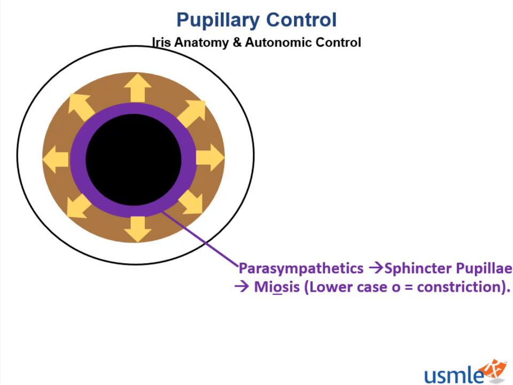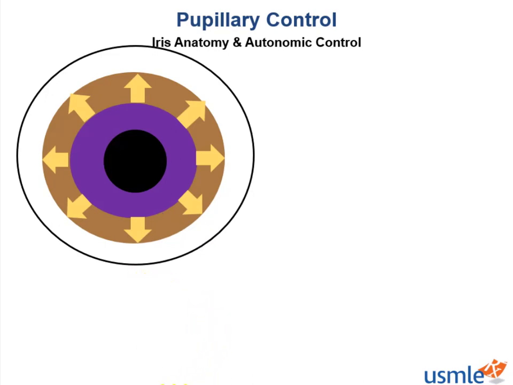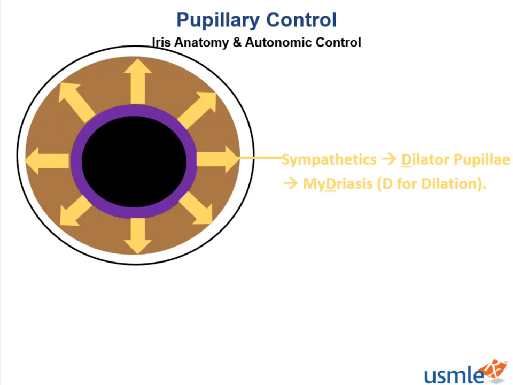So, to activate the parasympathetic nervous system, light is shown into the eye, causing the sphincter pupillae to contract and cause constriction of the pupil. That is, miosis. However, if that light source is removed, this triggers the sympathetic nervous system and causes activation of the dilator pupillae to increase the size of the pupil, to capture even more light.